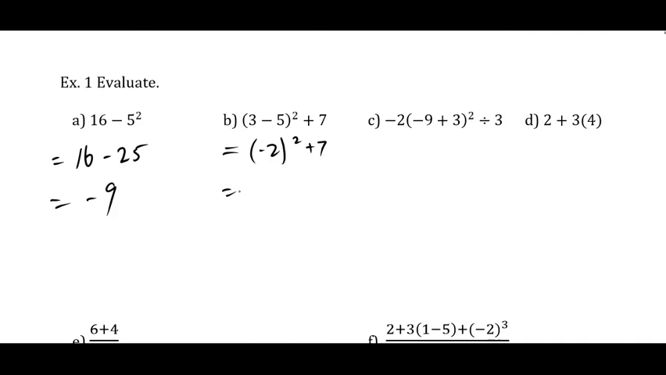Why 4? Oh, wait. That's not wrong. Why 4? Good. So you're doing the exponent next, and it's in brackets. So you've got 2 negatives, so it is positive 4. So 4. And notice how I write it.